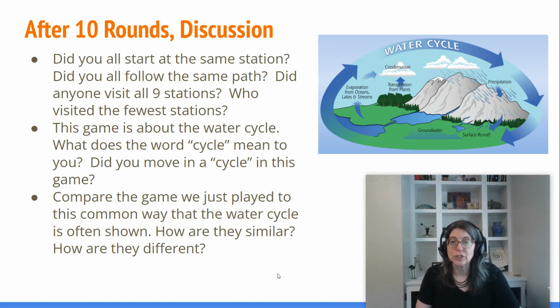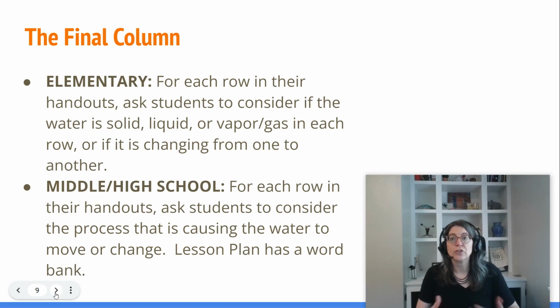So find these discussion questions in the lesson plan and make sure that students have some understandings before you move on. What you do in that third column of the handout will depend on your students and what your specific learning goals are around the water cycle. For instance, for elementary students, you might just ask them if the water is solid, liquid, or vapor gas in each row, or if it's changing from one form to another. So for instance, when we went from lake to clouds, are we going from solid, liquid, or gas? And are we staying in that form or are we changing form? So you might want to ask them to think about that for each row and fill that in that third column.